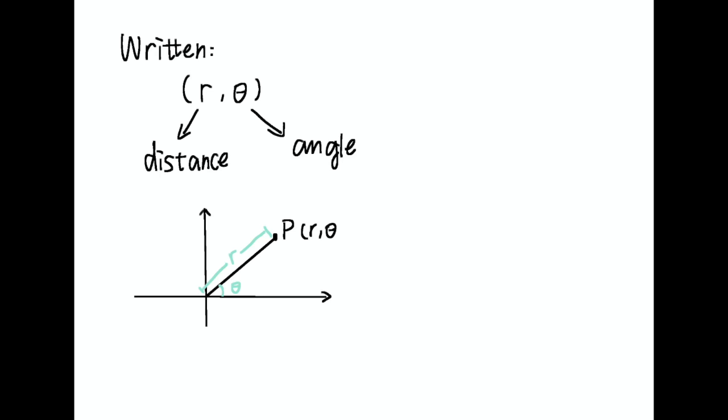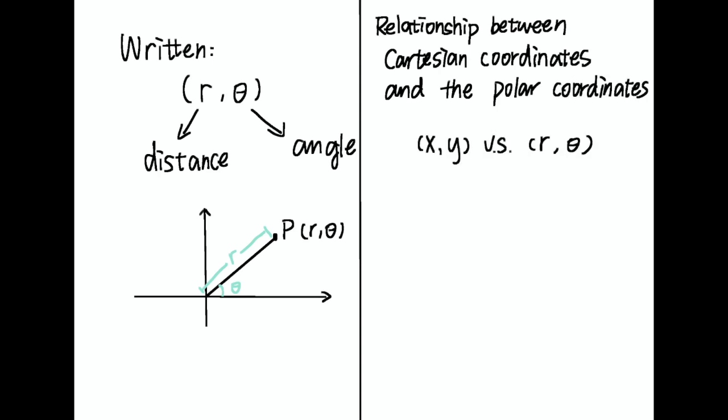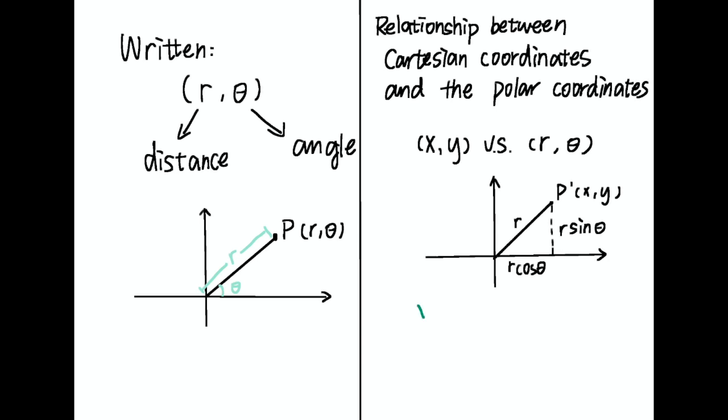Then let's briefly talk about the relationship between Cartesian coordinates and the polar coordinates. In a word, we should know how to convert (r, theta) to (x, y). Basically, we have already known the distance from the origin and the angle. So we can simply use the trigonometric functions to carry out the conversion between the Cartesian coordinates and polar coordinates. So x equals r cosine theta and y equals r sine theta.